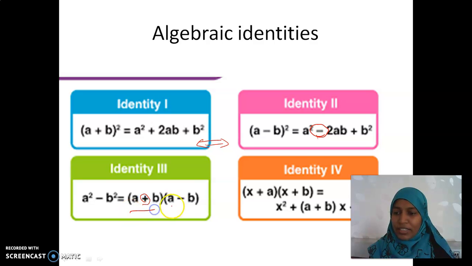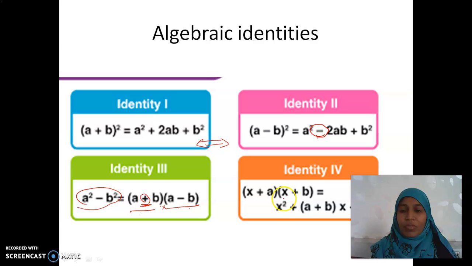These two are factors in multiplication. In one factor it is the addition of the two numbers, in the other factor it is the subtraction of the same two numbers. In such cases we have the identity a² − b². And the fourth identity we have is (x + a)(x + b) = x² + (a + b)x + ab. Here we will have three variables. Hope you have noted all these things.